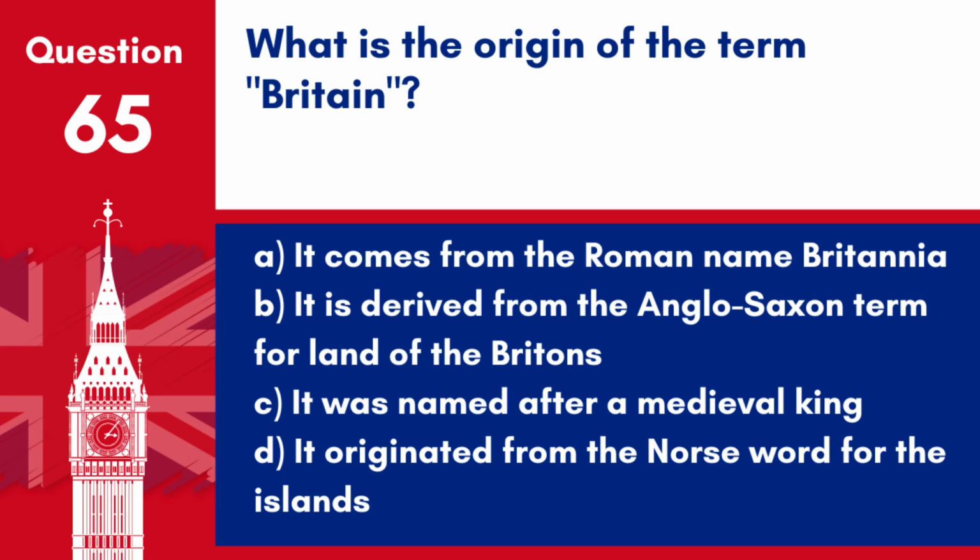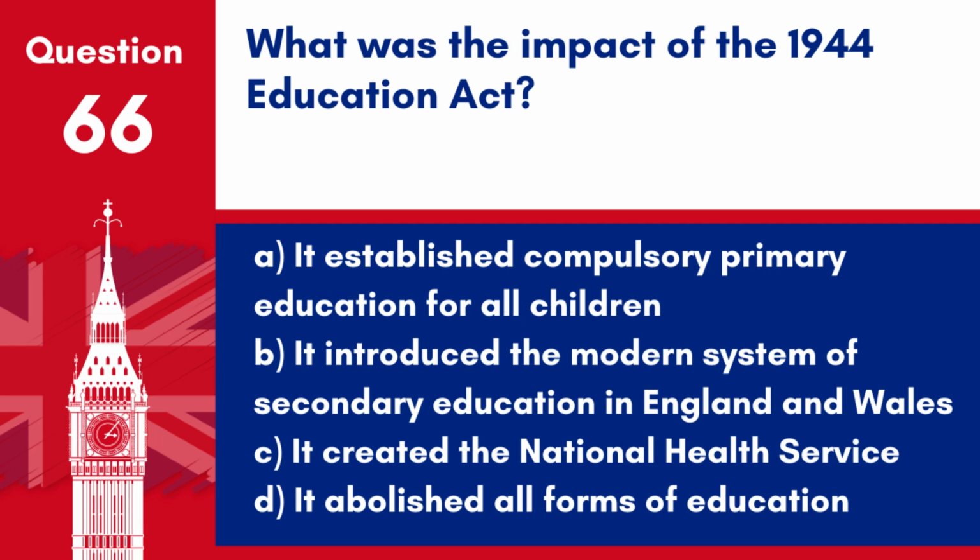Question 65. What is the origin of the term Britain? A. It comes from the Roman name Britannia. B. It is derived from the Anglo-Saxon term for land of the Britons. C. It was named after a medieval king. D. It originated from the Norse word for the islands. Answer: A. It comes from the Roman name Britannia. The term Britain originates from Britannia, the name given by the Romans to the province that included what is now England and Wales.